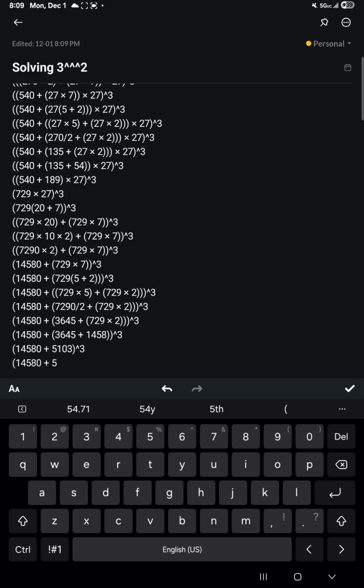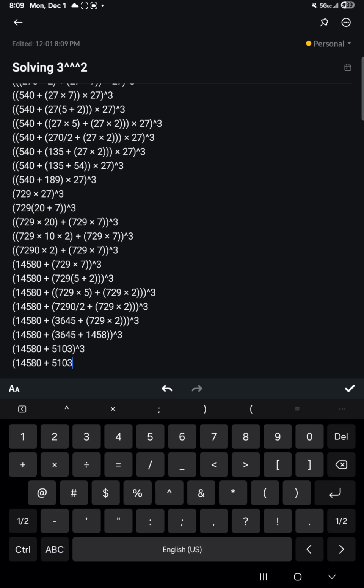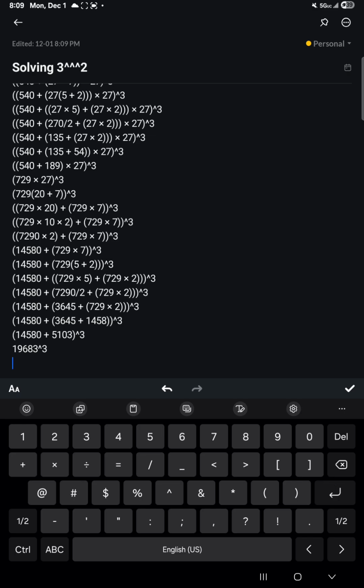Now let's try and solve this huge addition equation. So 0 plus 3 is 3. And then 5 plus 1 is just 6. And 14 plus 5 is 19. Now we get 19,683 cubed. Uh-oh. Looks like we have to solve this last exponentiation equation. Let's break it down.